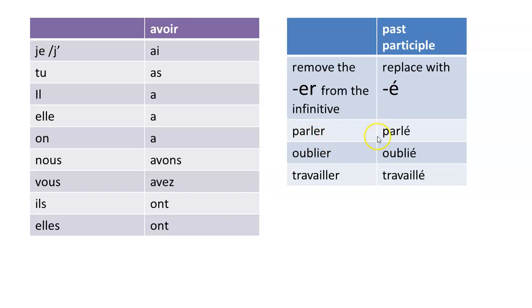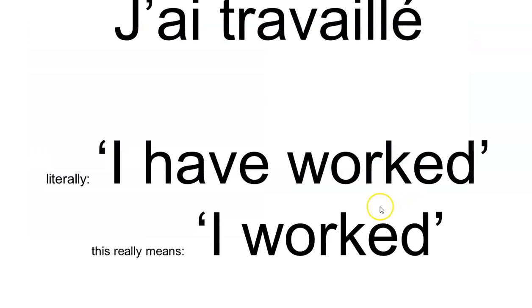So parler, to speak, becomes parlé, spoken. That one's irregular in English. So I spoke would be j'ai parlé. Oublier, to forget, becomes oublié, forgotten. Travailler, to work, becomes travaillé, worked. If I say in French, j'ai travaillé, it literally means I have worked, because this is avoir, so j'ai, I have, and then here's the past participle, worked. Just know that when you do that in French, it really means I worked.